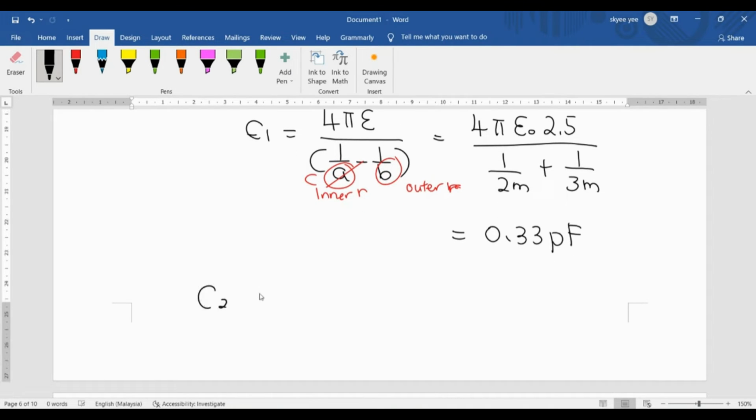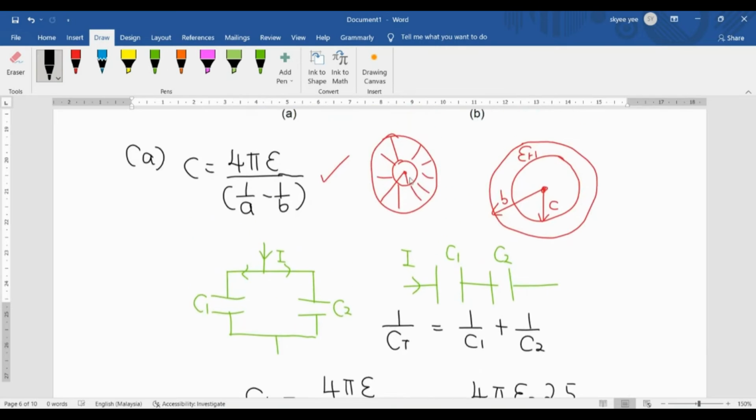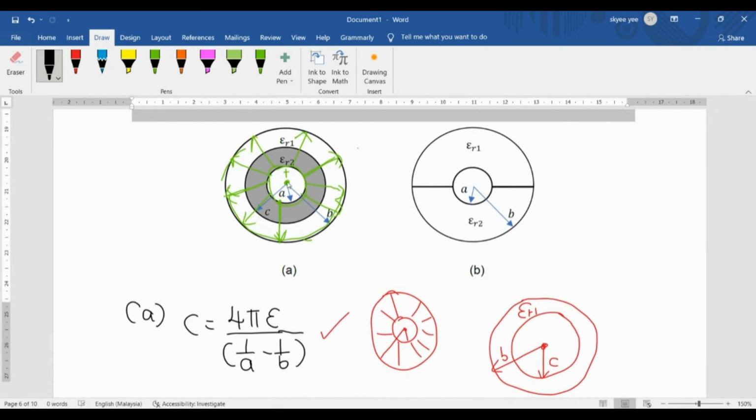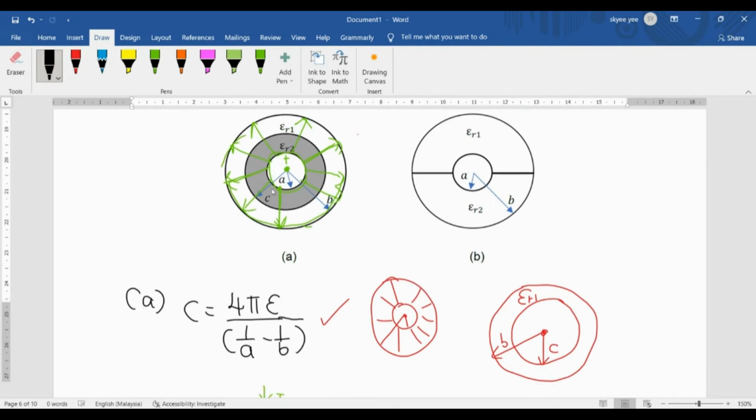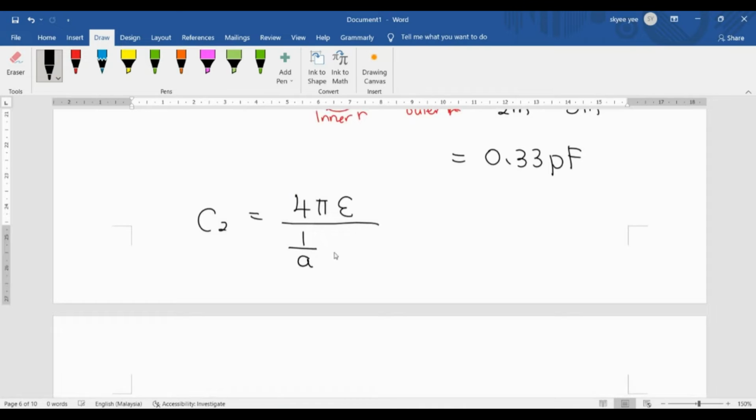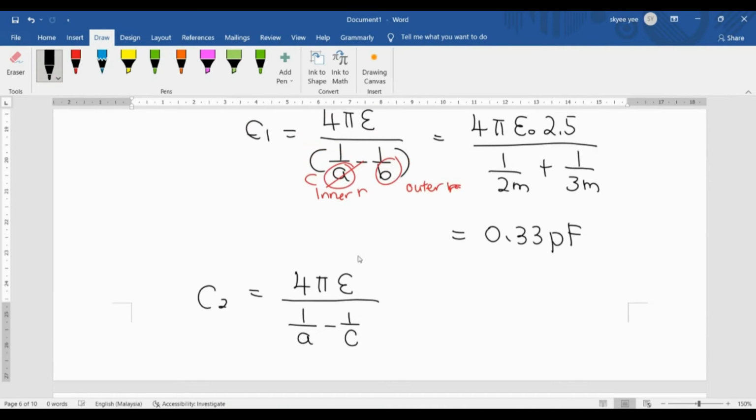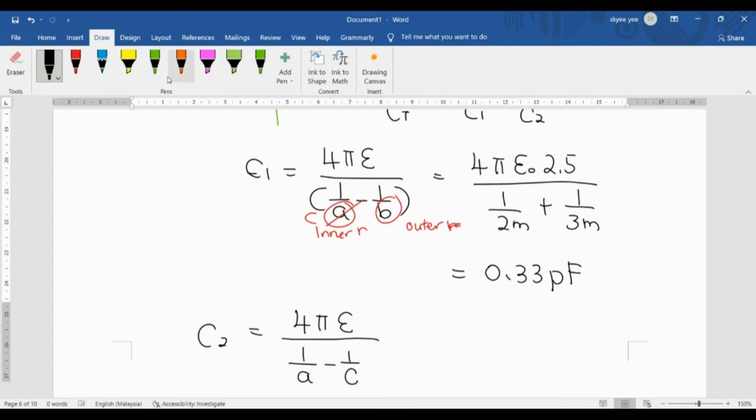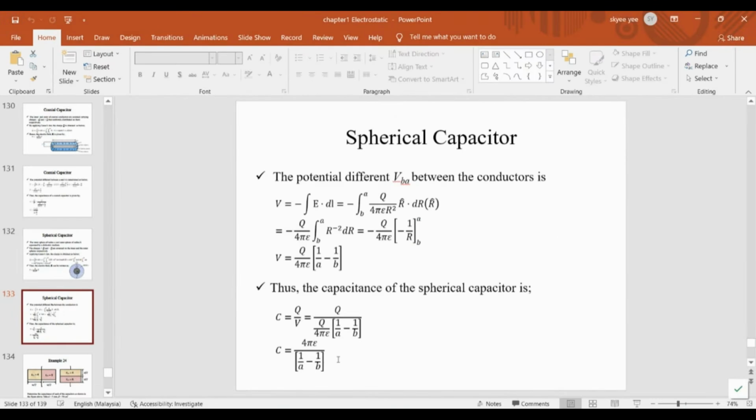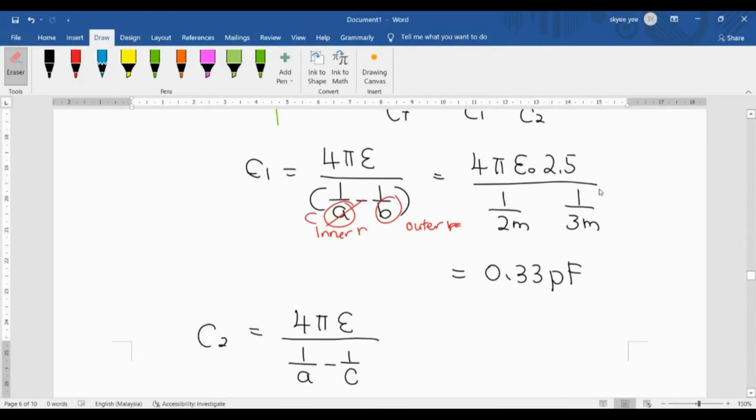So continue to C2. Okay, so we will have 4 pi epsilon. For the inner, let's look at C2. C2 is here. Inner is A, outer is C. It's minus, right? Or do I put plus again? Plus or minus? Minus. Okay, so this one should be minus. Correct this back. Then this one will be 1.67 pico, alright?